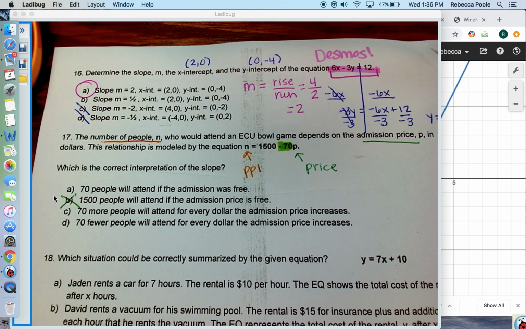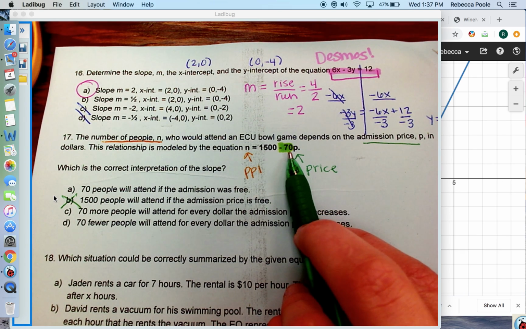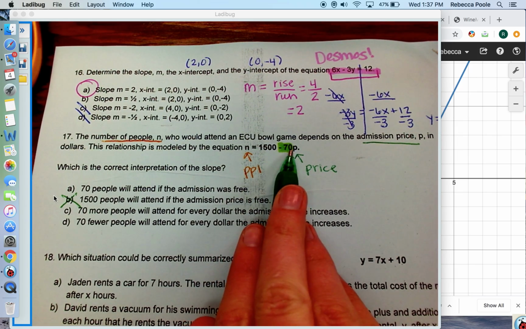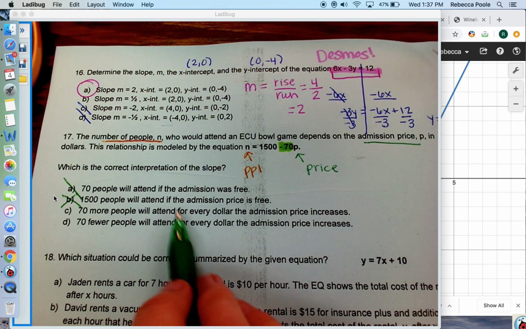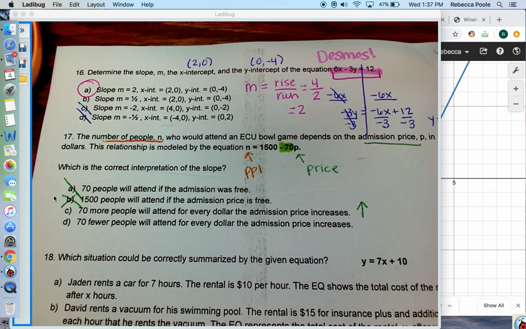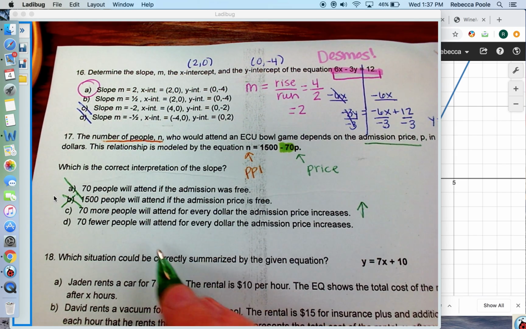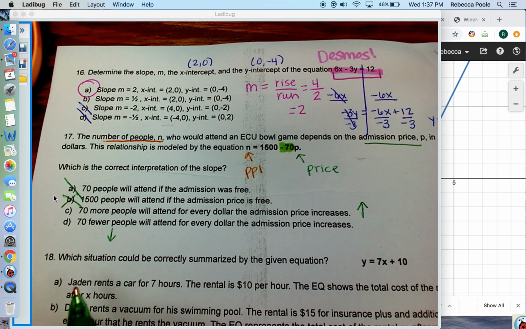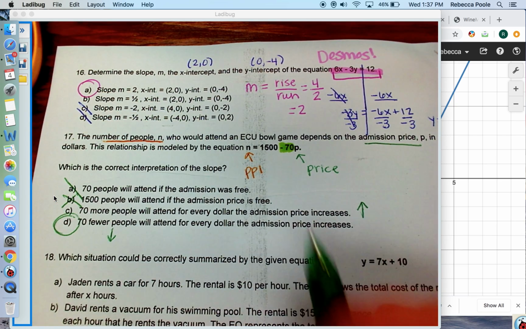Now, this 70 says down 70. So does that mean 70 people attend if it's free? No, that has nothing to do with it going down by 70. So it's not going to be A. If you look at C, 70 more people will attend. 70 more people means that the number of people is going up. If this says minus 70, it shouldn't be going up. It should be going down. So let's look at D. 70 fewer people, which means 70 less. So 70 people are going down. For every dollar, the admission price goes up. So it does look like it's going to be D because this is a negative 70.